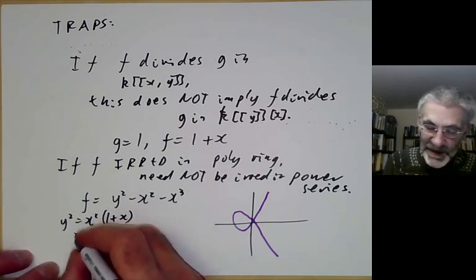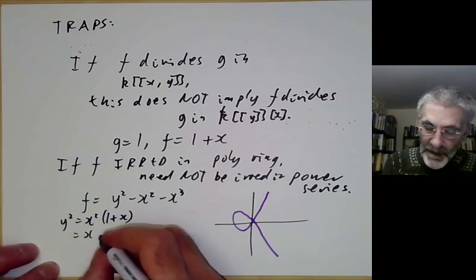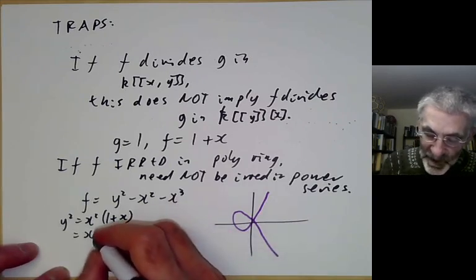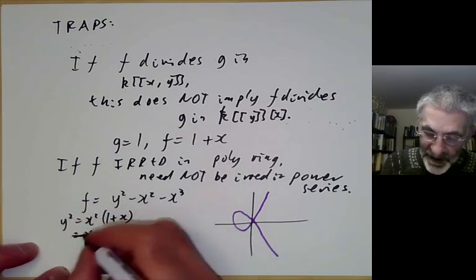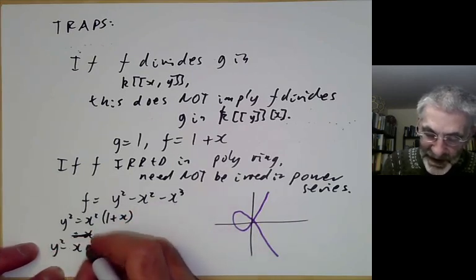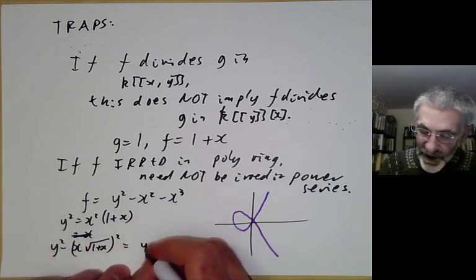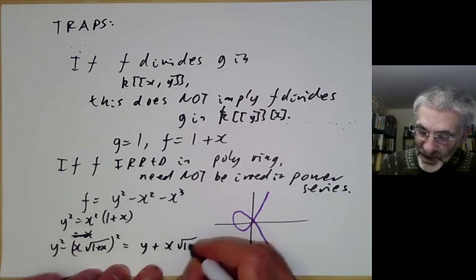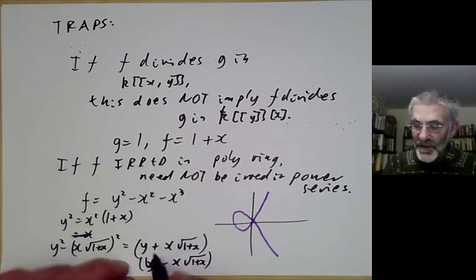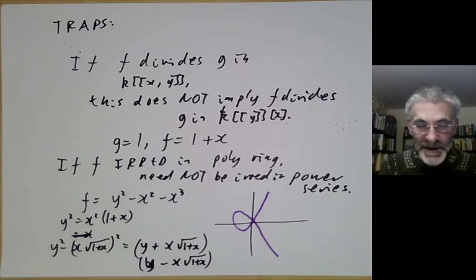1 plus x. So we can write this as y squared minus x times the square root of 1 plus x, all squared, which is equal to y plus x times the square root of 1 plus x, times y minus x times the square root of 1 plus x. So we've managed to factorize this in the formal power series ring.